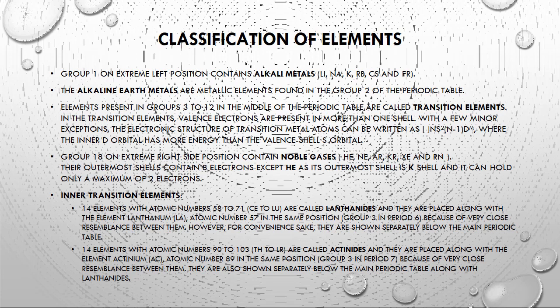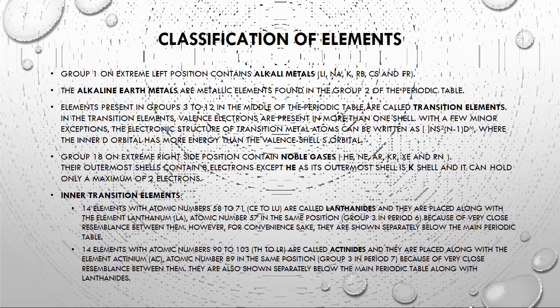In the transition elements, valence electrons are present in more than one shell. With a few minor exceptions, the electronic structure of transition metal atoms can be written as ns2, (n-1)d 1 to 10. Group 18 or extreme right side position contains noble gases. These are helium, neon, argon, krypton, xenon and radon. The outermost shell contains 8 electrons except helium, as its outermost shell is K shell and it can hold only a maximum of 2 electrons.